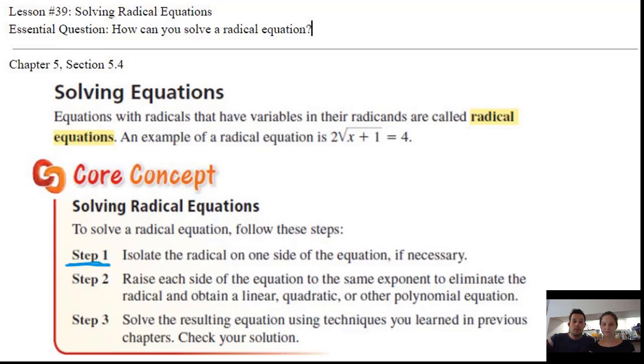Step 2 is to raise each side of the equation to the same exponent to eliminate the radical and obtain a linear, quadratic, or some other polynomial equation. You need to get rid of that root. And step 3 is to solve the resulting equation using techniques you've learned in a previous chapter. And make sure to check your solution. That actually becomes incredibly important because we'll get something that are called extraneous roots.